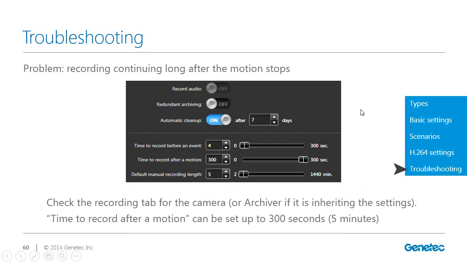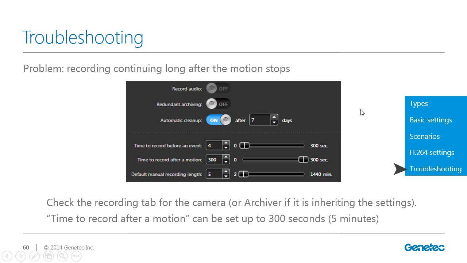Another problem we've seen is if the recording is continuing long after the motion stops in the actual image. You might be looking at your recording and somebody walks through a scene, and then you've got 5 minutes of recording after the guy has passed through the scene, and I'm not sure why you have all that extra recording there.